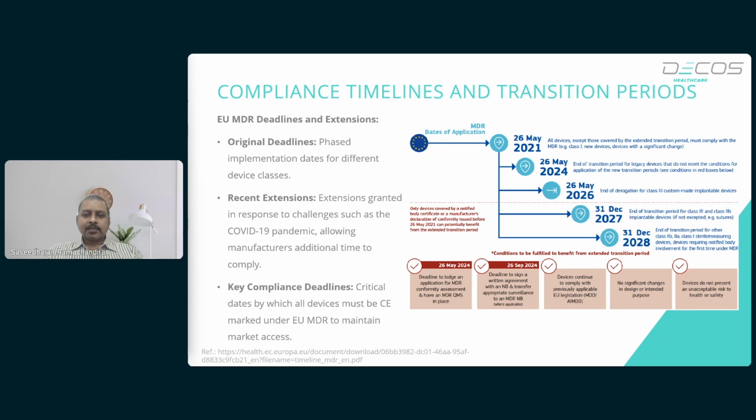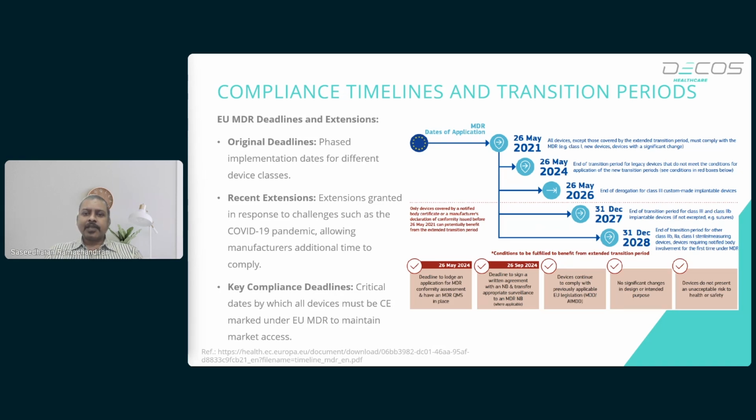For Class 3 custom-made implantable devices, manufacturers were given until 26 May 2026 to comply, provided they submit an application for conformity assessment by 26 May 2024 and sign an agreement with the notified body by 26 September 2024. The transitional extensions apply only if devices continue to comply with the old directives, no significant changes are made to their design or intended use, and the devices do not pose any unacceptable risk to health or safety.